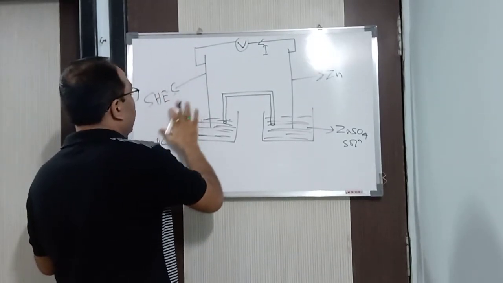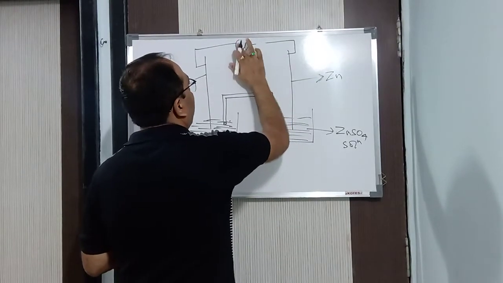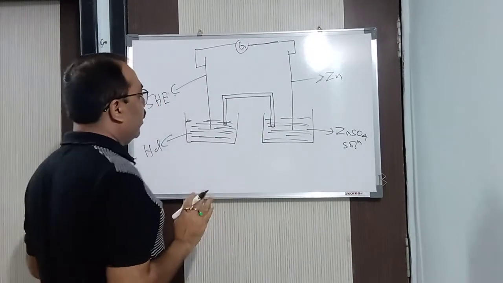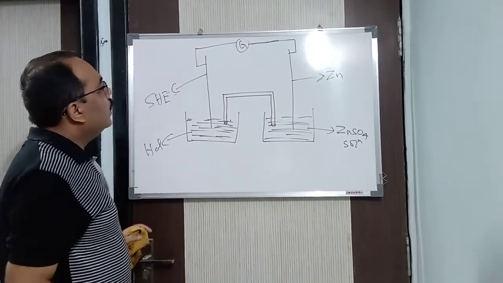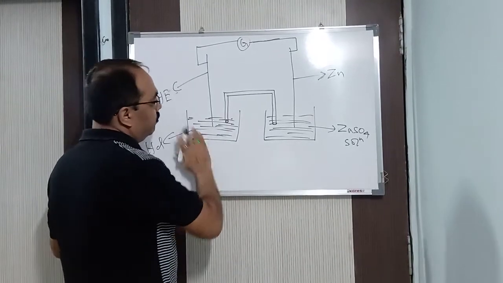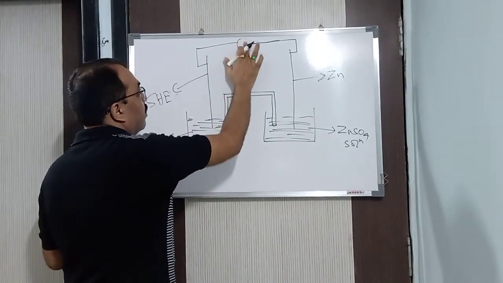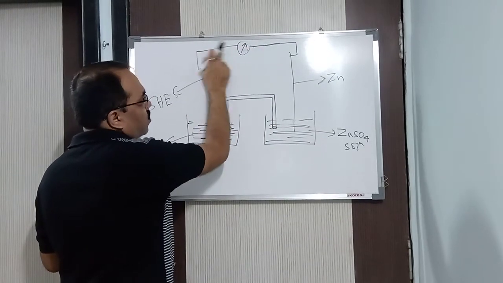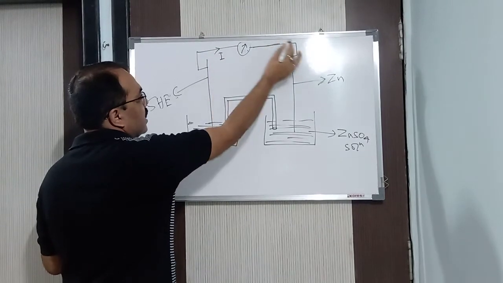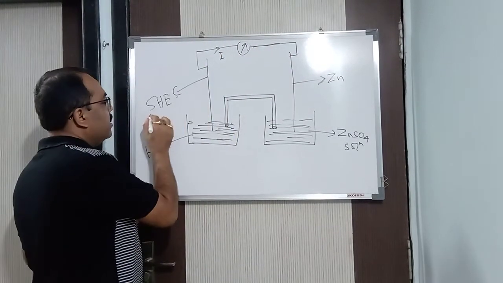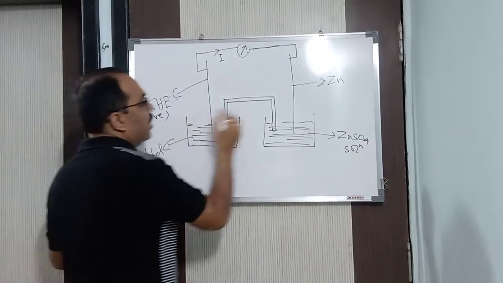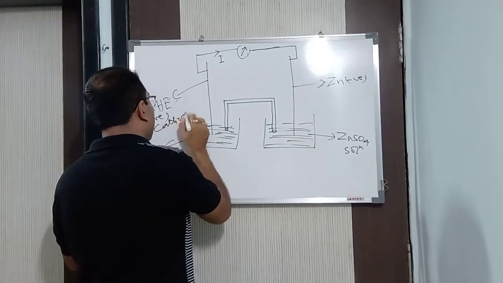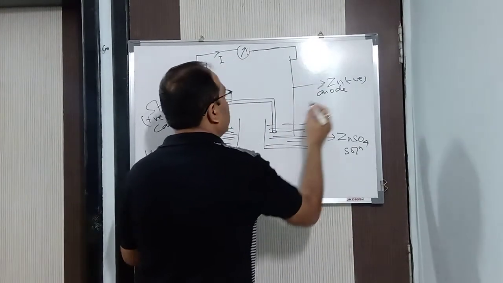I am replacing this with zinc, and the rest remains the same. I don't know whether it is positive or negative, and I don't know whether the current is flowing. So I have to put a galvanometer again here, to find out which is cathode and which is anode. Now when you put the galvanometer here with zinc and zinc sulfate, let us say the deflection is towards this particular direction. That means the current is flowing from SHE to zinc. That means SHE is positive and zinc is the negative electrode. That means this is your cathode and this is your anode. Are you following? Very simple.